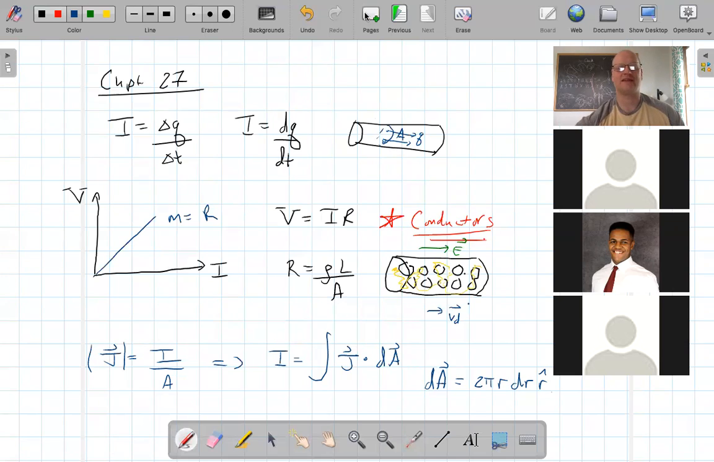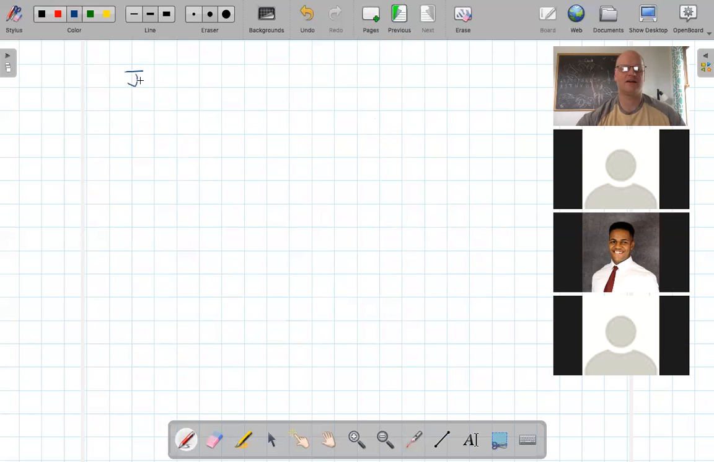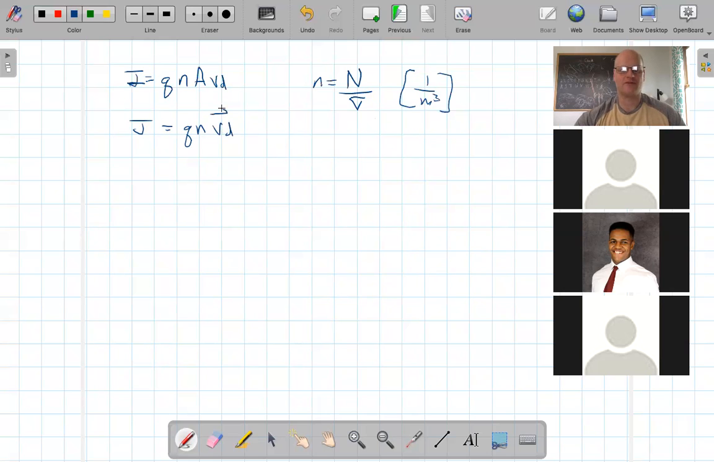In terms of the drift velocity, we then wrote that the current is equal to the charge times the number density times the cross-sectional area times the drift velocity. Remember, n here is equal to charged particles per unit volume, so this has units of 1/meters cubed. So it's the number of charged particles per unit volume. From here, we can get the current density. Current density then is equal to the charge times the number density times the drift velocity.